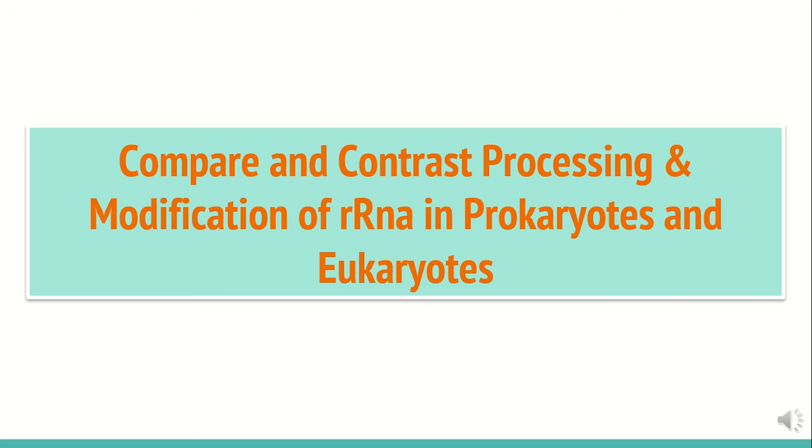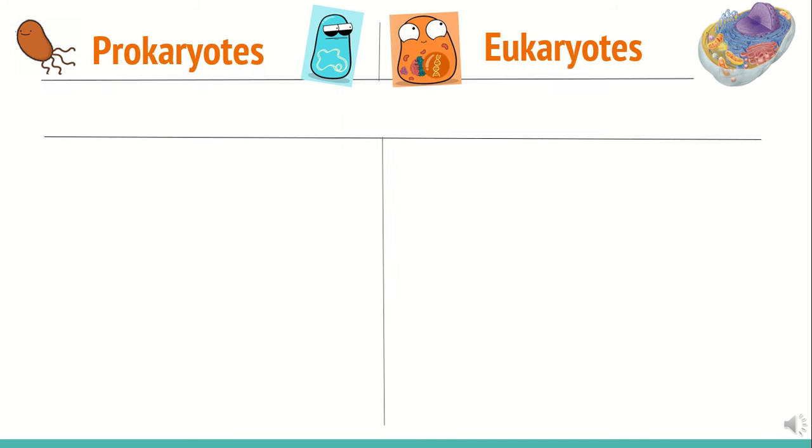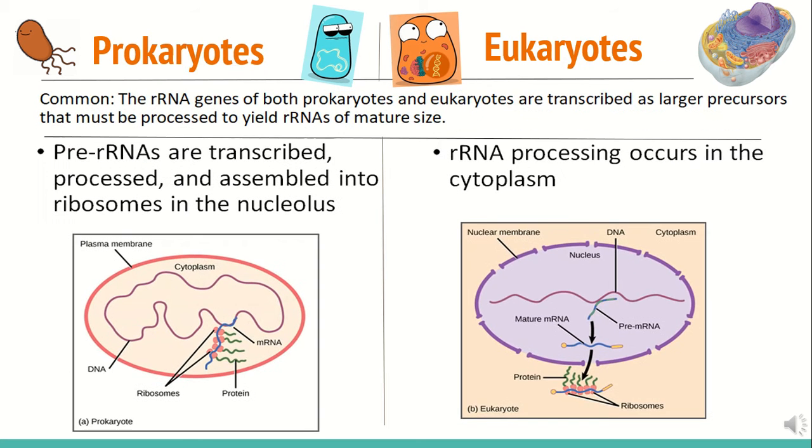For this video, we are going to talk about compare and contrast processing and modification of rRNA in prokaryotes and eukaryotes. For the similarities, the rRNA genes in both prokaryotes and eukaryotes are transcribed as larger precursors that must be processed to yield rRNAs of mature size.